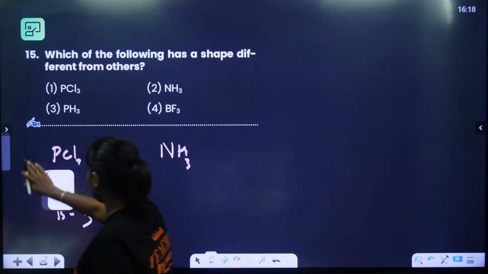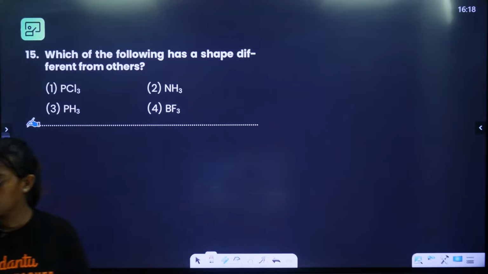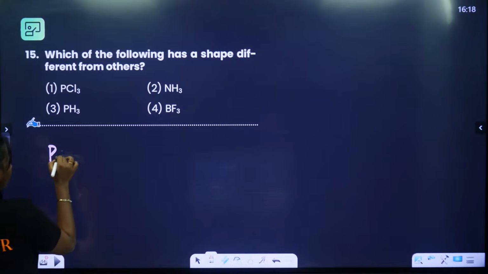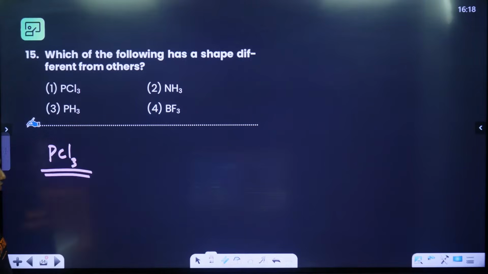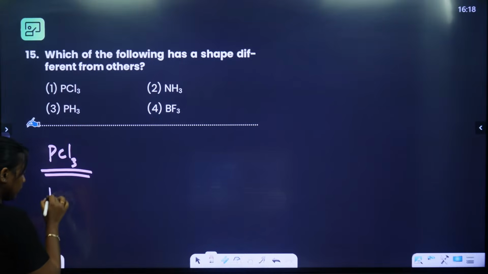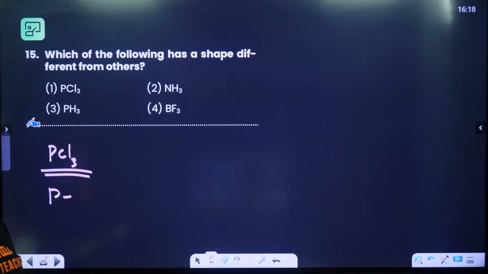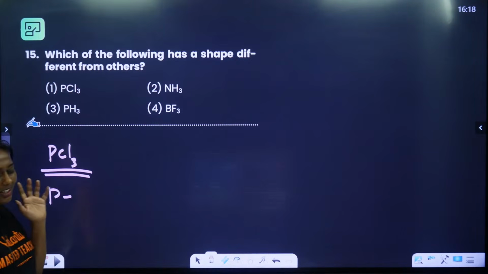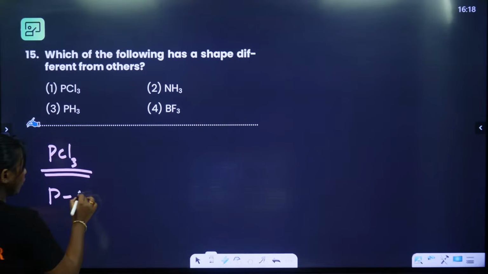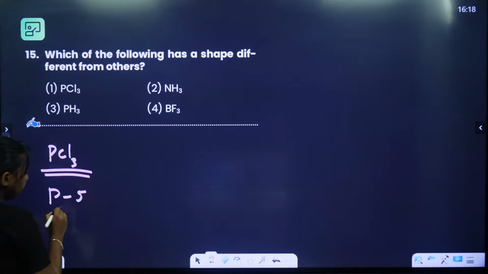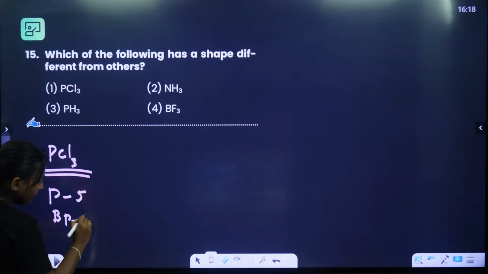So I will tell you from first, okay. If you are considering PCl3, phosphorus is the central atom, okay. So you can write phosphorus. What is the atomic number of phosphorus? It is 15. So it contains 5 electrons in the outermost shell. So you can write 5. How many bond pairs are there? Bond pairs is 3 and lone pair is 1.